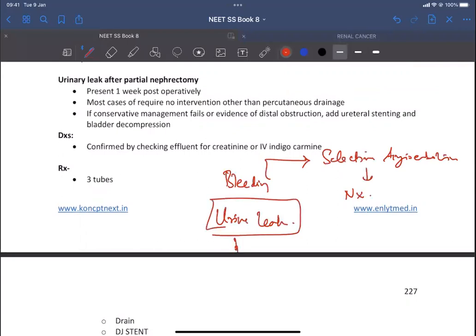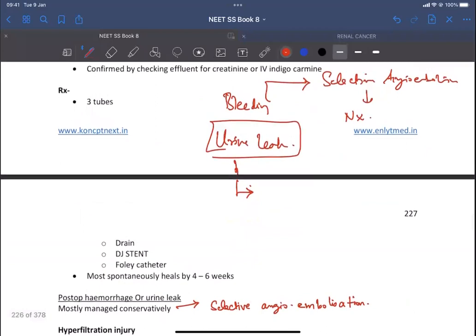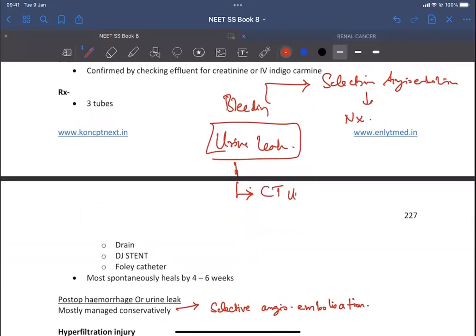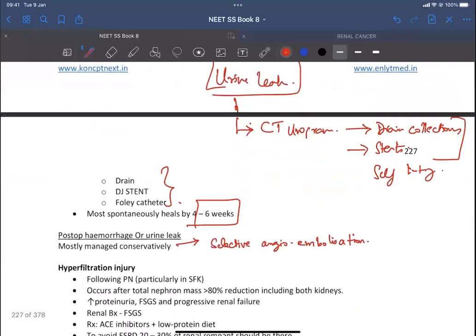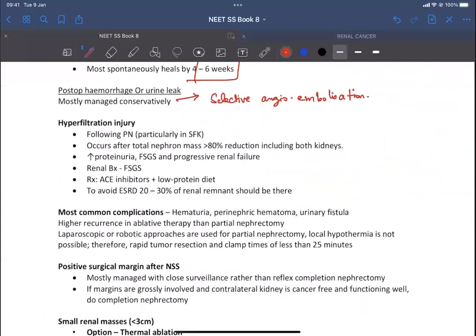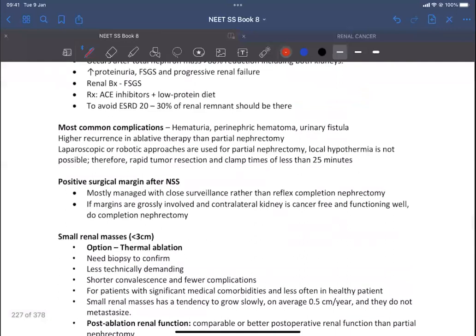Urinary leak, again, it depends on how bad the urine leak is and where the urine leak is from. You will do a CT urogram. You put a ureteric stent in and drain any collections and then observe. Usually this is self-limiting. Drain, JJ stent and Foley catheter, it spontaneously heals in 4 to 6 weeks. And we've seen postoperative hemorrhage, selective angioembolization.